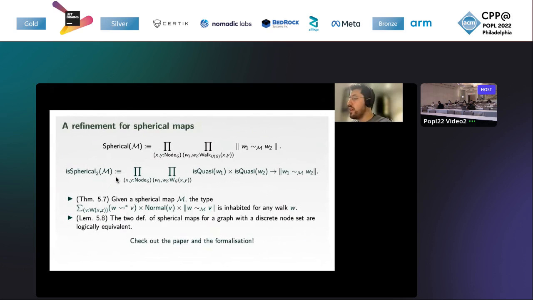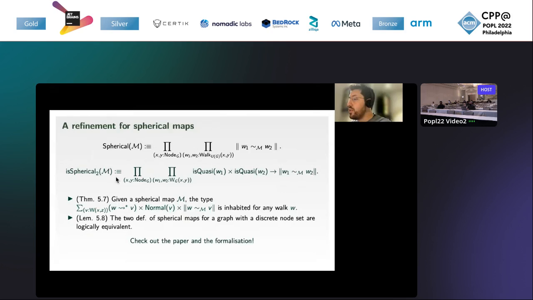So now I can present a refinement of the first definition for spherical maps. What I include here is that, using the topological intuition that a loop can be contracted to one point, I will remove from the consideration of a walk all its inner cycles. Then the second definition, which works for graphs with discrete node sets, says that a map is spherical if for every pair of walks that share their endpoints, if these walks are quasi-simple, then there merely exists a deformation between them. If that happens, then the map is spherical.